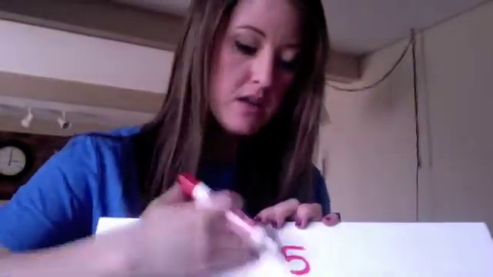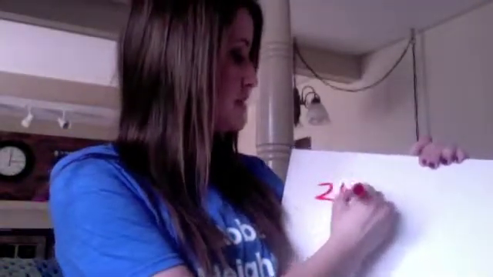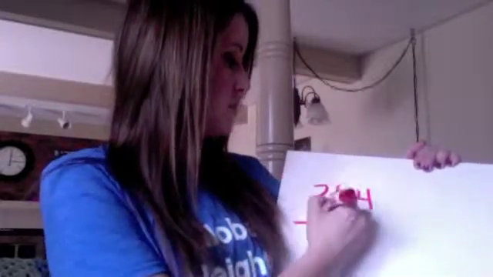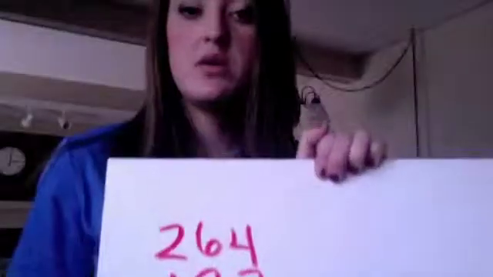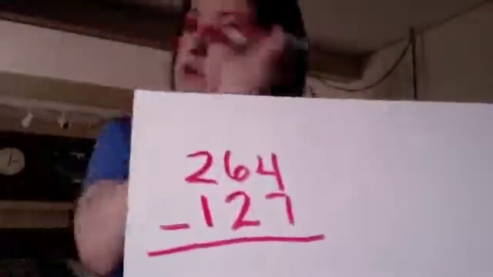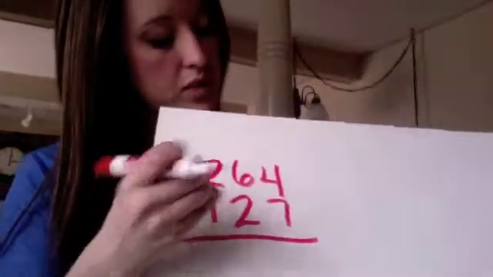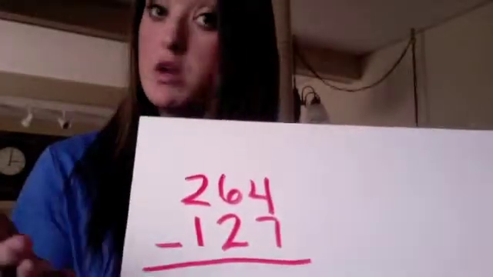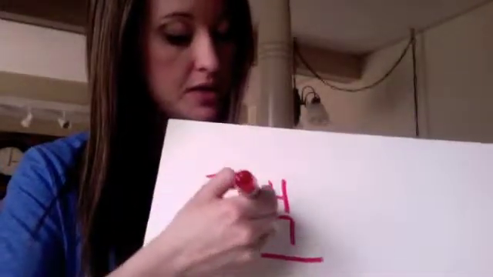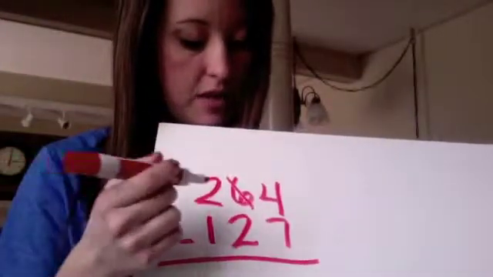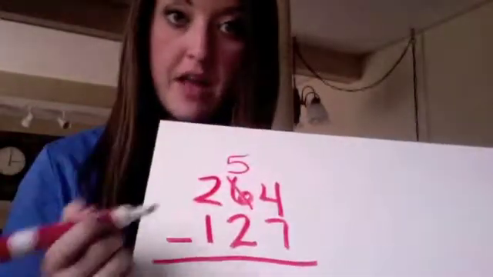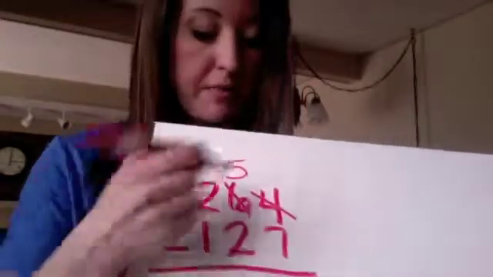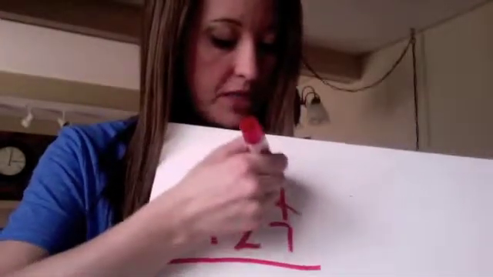So if I had a problem that looked like this, 264 minus 127. We are going to start in the ones place like we always do. 4 minus 7. Where is there more? There's more on the floor. So we know the rule, we need to go next door. I'm going to go next door to my tens place. I'm going to take a 10 from them. I'm going to have 5 left, and I'm going to add those 10 ones to my ones place. So 4 plus 10 is 14.